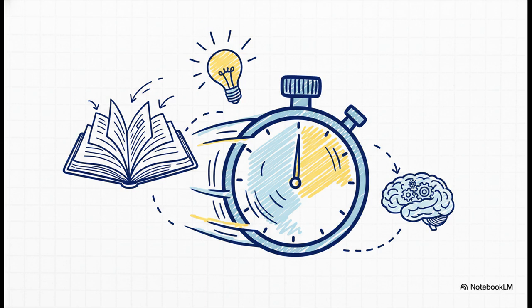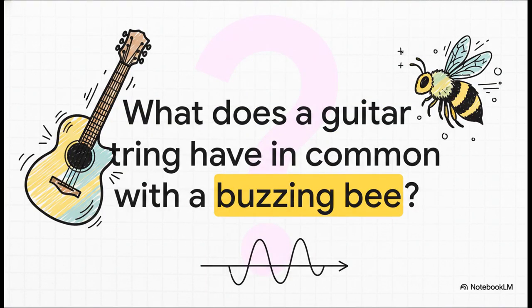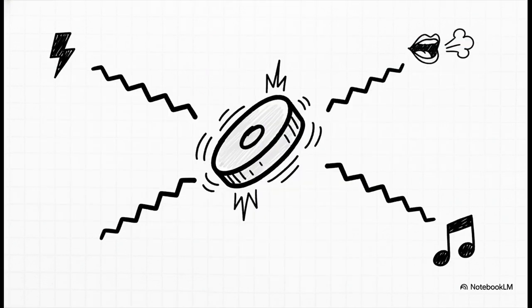Let's do it. Okay, so here's a weird one for you. A guitar? A buzzing bee? What could they possibly have in common? One's making music, the other's, well, it's just being a bee. But in the world of physics, they're basically doing the exact same thing to make that sound. Any guesses what that is? Boom. It's that simple. One word, vibration.